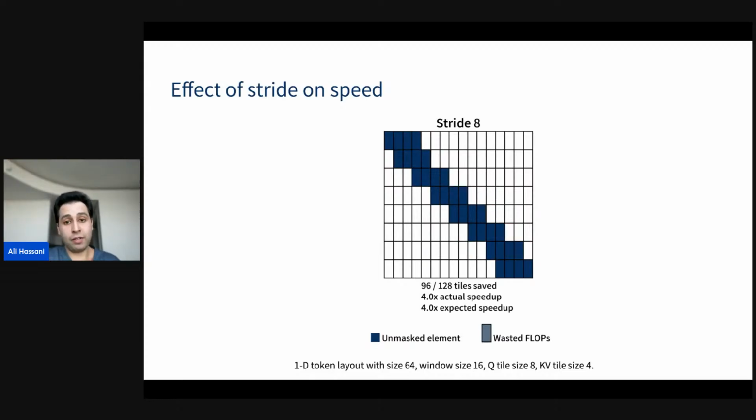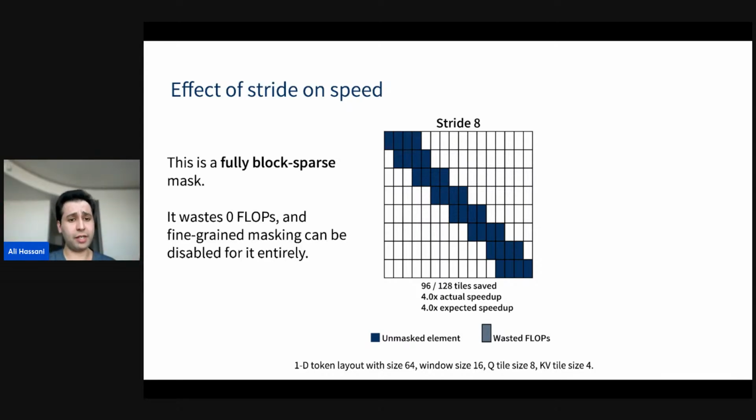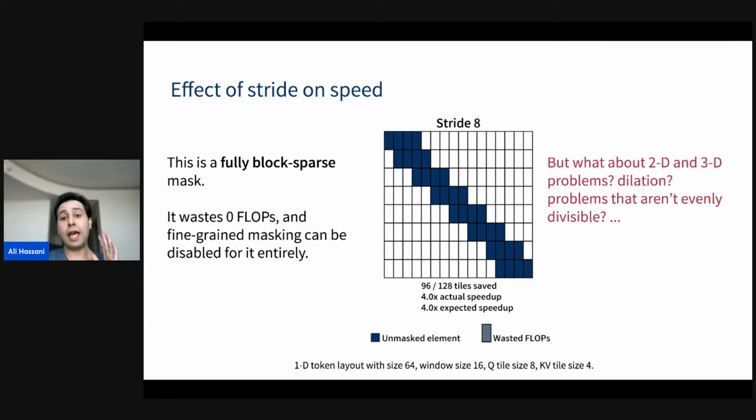So at some point, though, you might end up with a stride that saves you more compute. And in this case, this is actually the perfect example, because you achieve full block sparsity. And what this means is you waste 0 flops. You don't even need the fine-grained masking. You can even disable it, save yourself some of that overhead. So this is actually pretty interesting. And this is also not blocked attention. It's not blocked attention, but it can actually give you flop-proportional speedup.